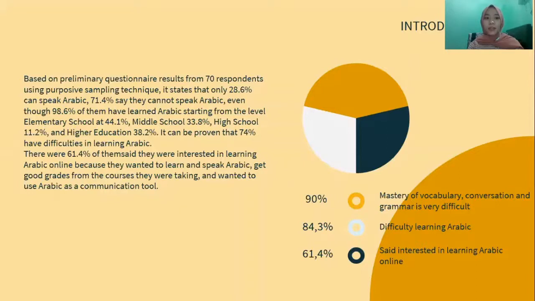98.6% of them have learned Arabic, starting from elementary school at 44.1%, middle school 33.8%, high school 11.2%, and higher education 38.2%. It can be proven that 74% have difficulty in learning Arabic.